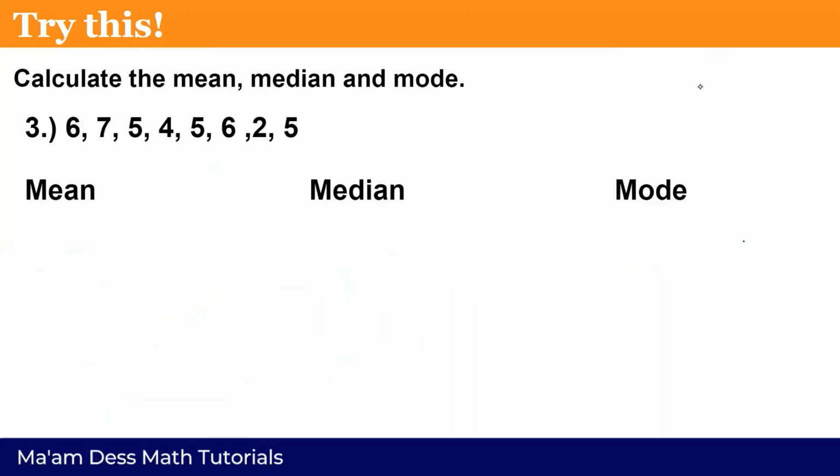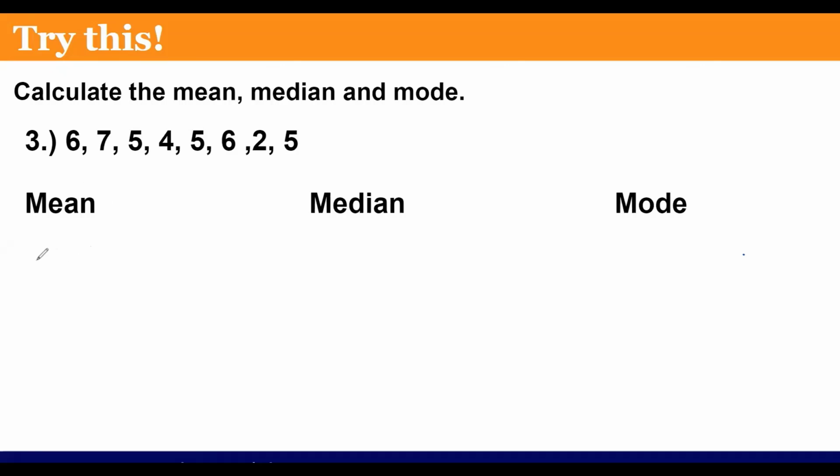We have number 3: 6, 7, 5, 4, 5, 6, 2, and 5. So find the mean, median, and mode. First, let us arrange this from lowest to highest. So we will start from 2, then 4, and then tatlong 5, then we have 6, 6, and then 7.